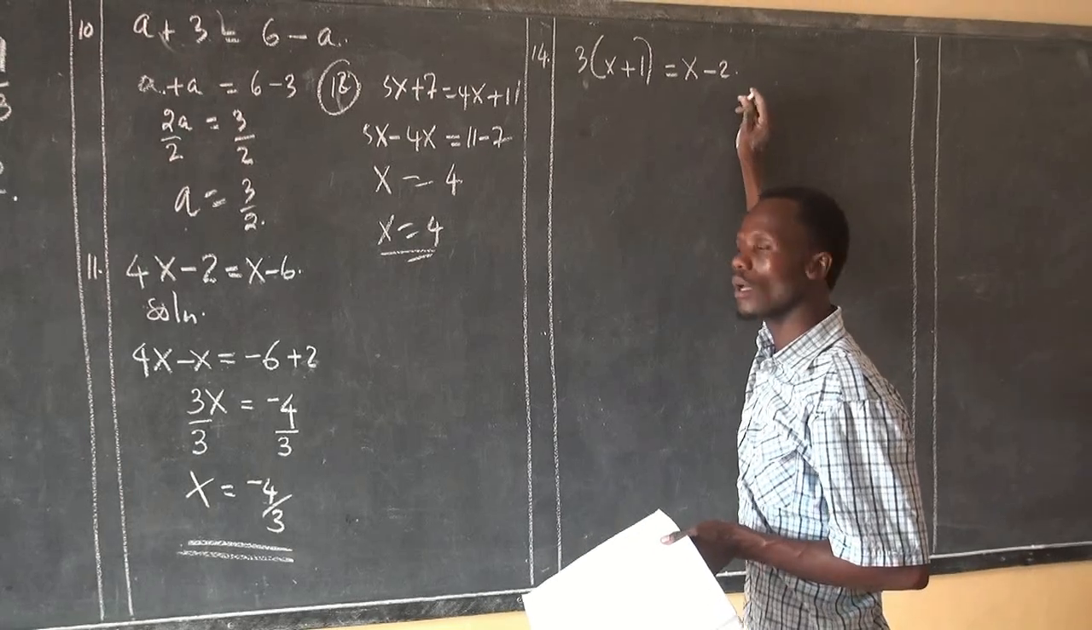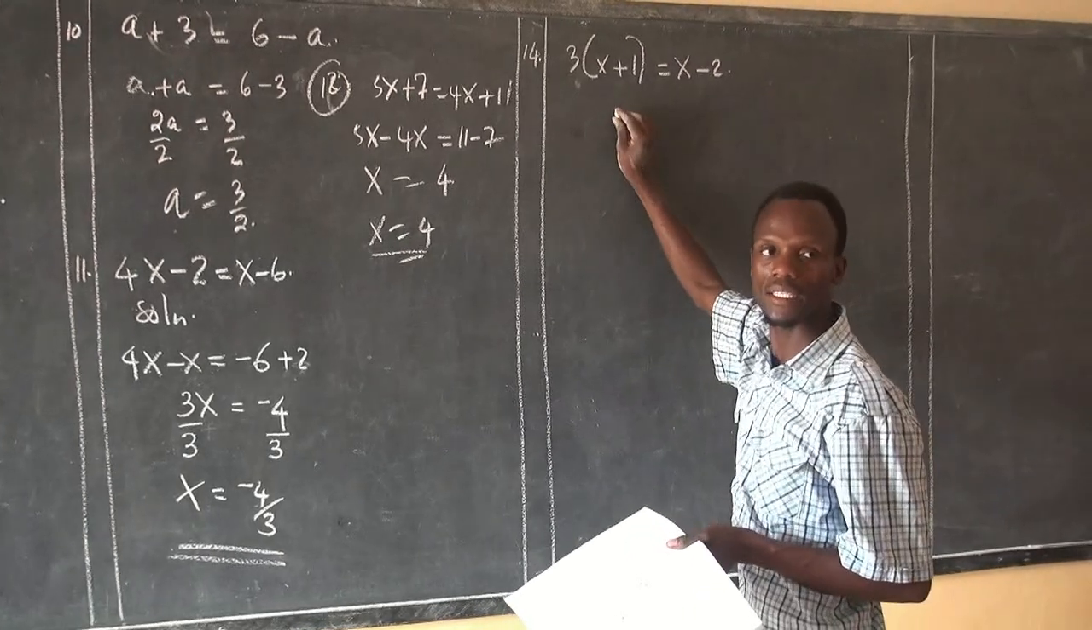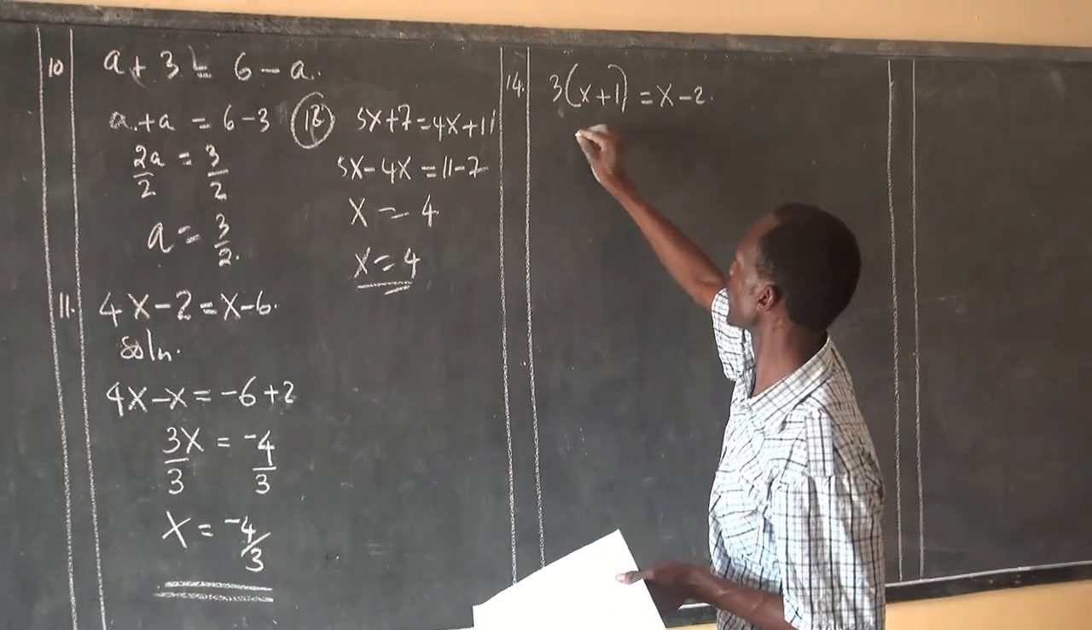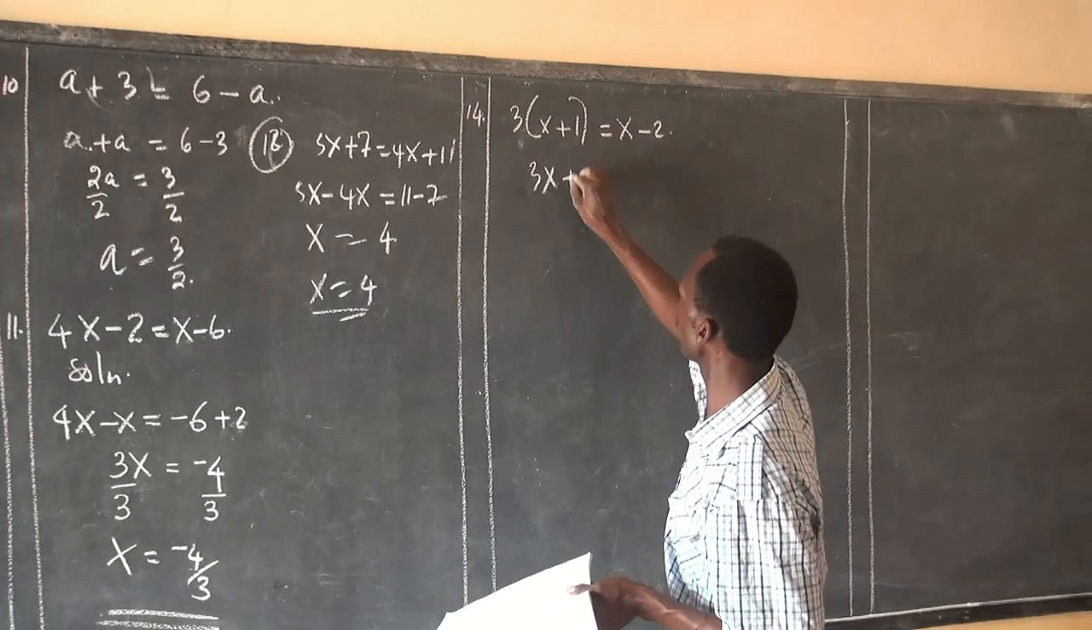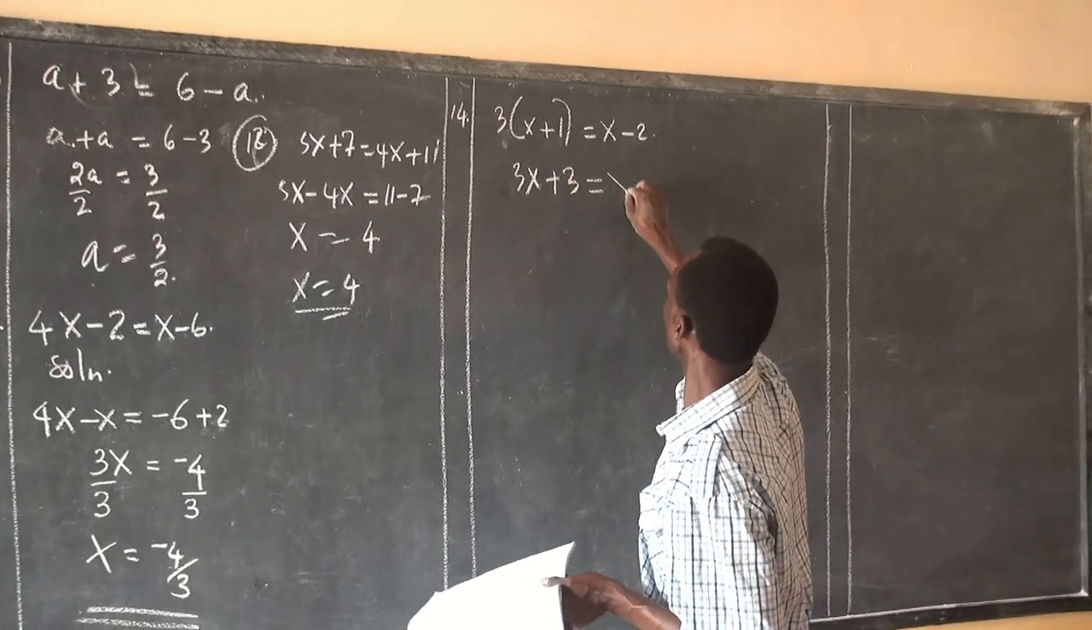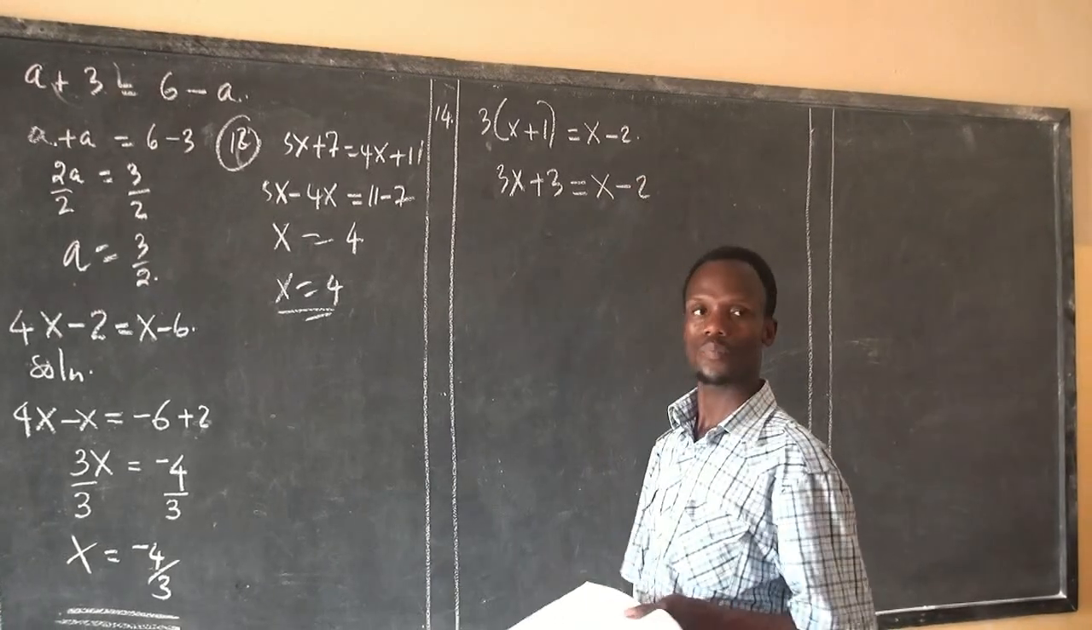Now example number 14, which is equal now to 3 in bracket x plus 1 is equal to x minus 2. Open the bracket. This time 3 times x we get 3x. 3 times 1 we get 3. Now it's equal to x minus 2.